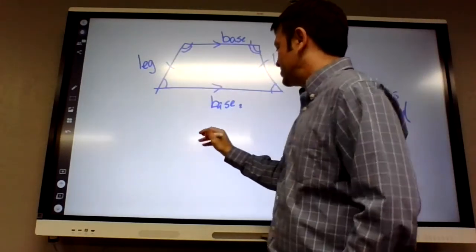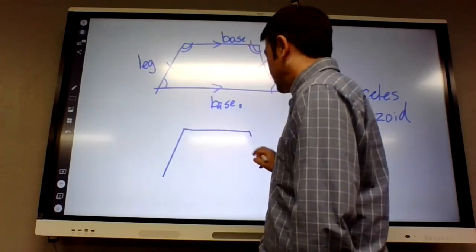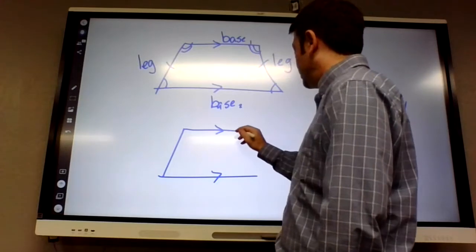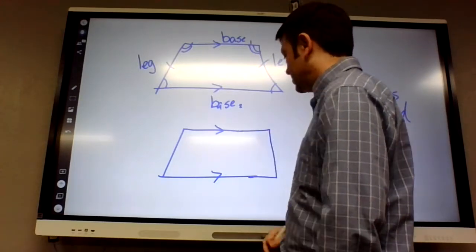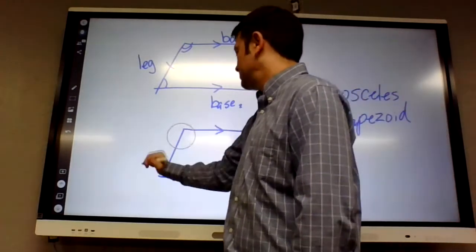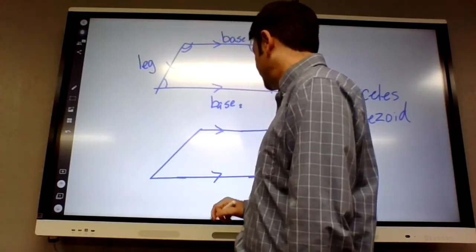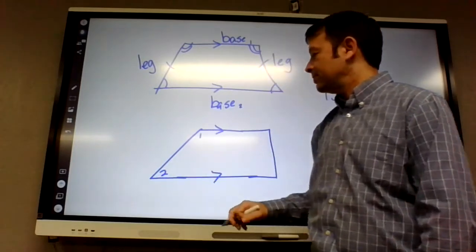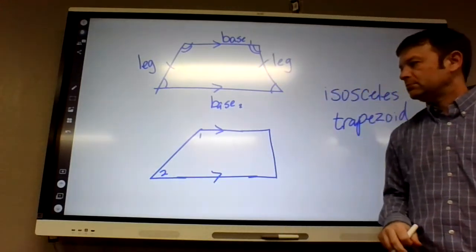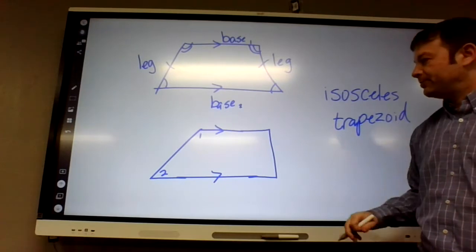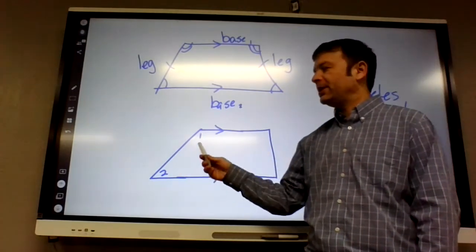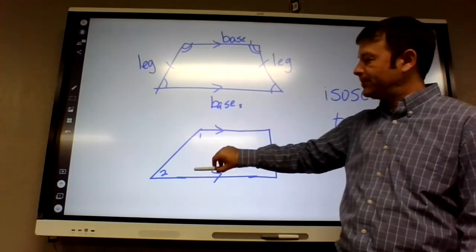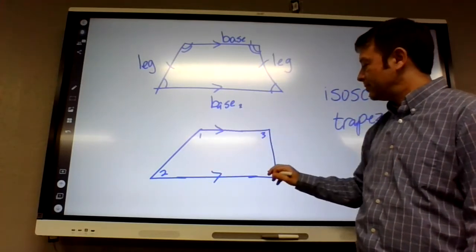Now, something else is kind of important that they don't mention, but if these two lines are parallel, let me draw it. Isosceles here, exaggerated a little bit. What do I know about angle one and angle two? They are supplementary. Why do they add up to 180? How do I know that? Because they're same side interior angles between these two parallel lines. And same thing with 3 and 4.